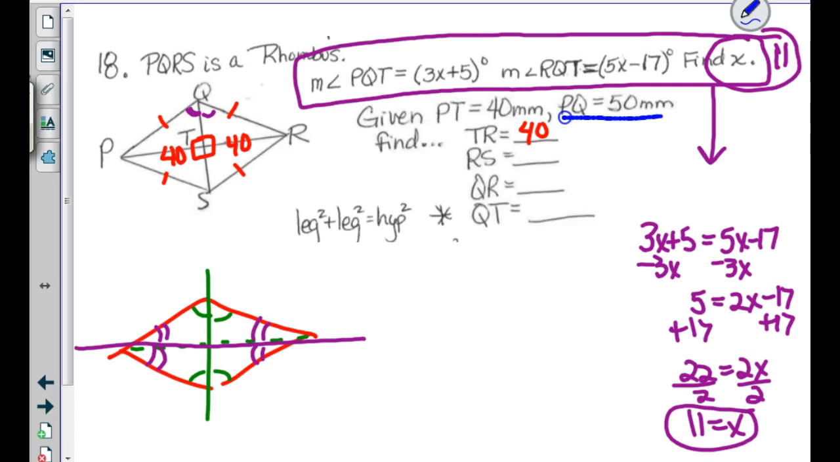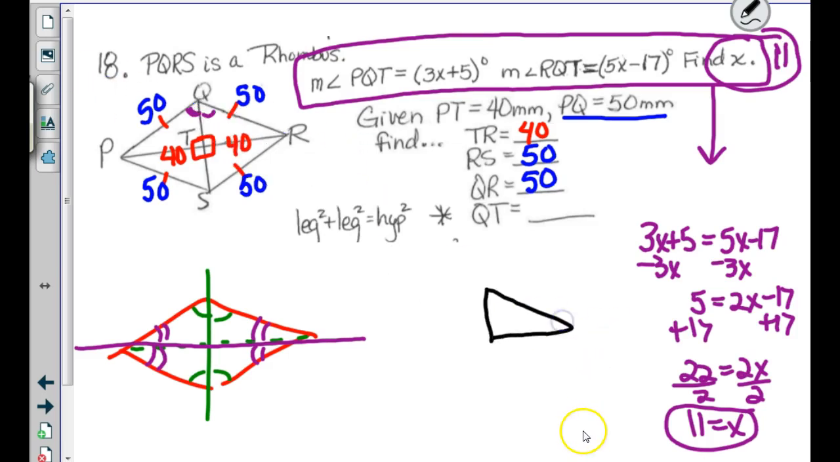Okay, the other one they give us is that P to Q is 50. Well, that means all the way around the outsides are 50. So RS is a 50, and QR is a 50. And then they finally get to the Pythagorean theorem question. They want QT, this little one. So I'm going to take this triangle right there and slide him out. And we had a 50 here, and we had a 40 here, and we need to find this, which is going to be QT.